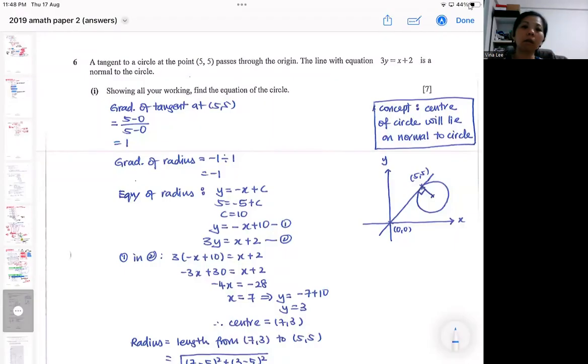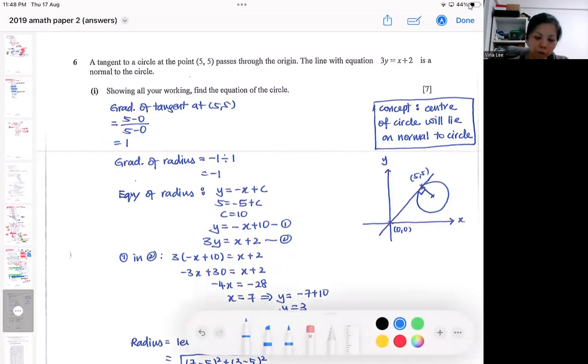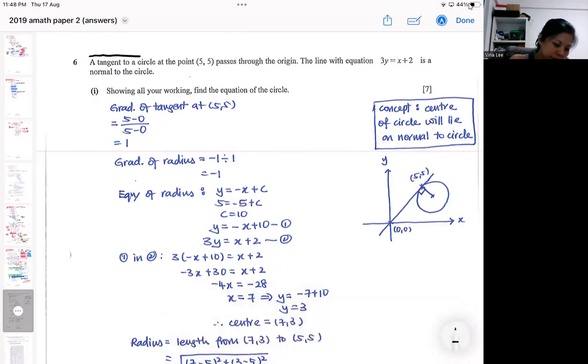For this question on the topic circles, a lot of students will get stuck because there's no diagram, and some of you may feel that there is very limited information because they only gave a tangent and an equation, which is a normal. So you do need to know some concepts. So what I did was I drew it out first. I drew out the description.